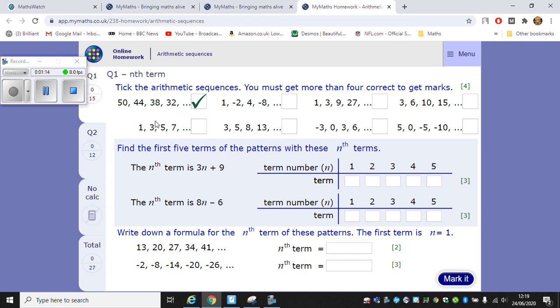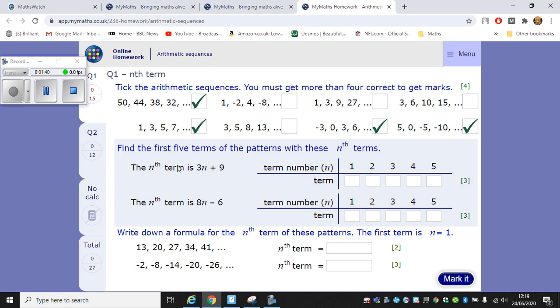This one goes up by 2, then 2, then 2, so that one is. This one goes up by 2, then it goes up by 3, so that one isn't arithmetic. This one goes up by 3, up by 3, up by 3. The gap's the same, so that one's arithmetic. And this one goes down by 5, down by 5, down by 5, so that one would be arithmetic.